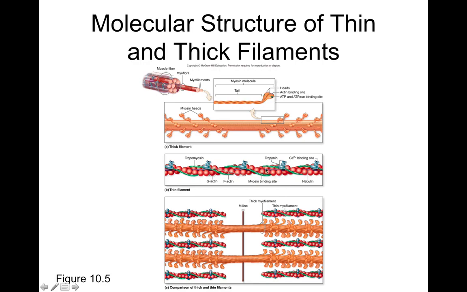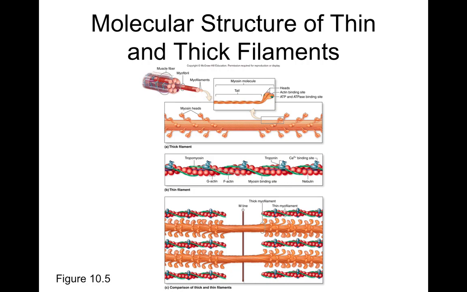Okay? And then what's associated with tropomyosin then is troponin. So this little blue thing here is troponin. And troponin is a calcium-sensitive protein. So that when calcium binds to troponin, troponin pulls on tropomyosin, moves tropomyosin out of the way, and then that exposes the binding sites on actin.